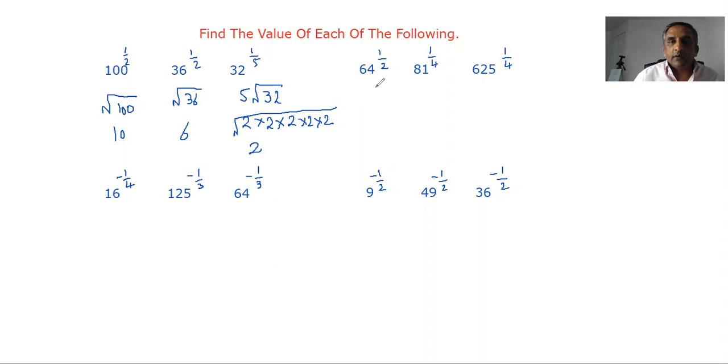Simple. Now, okay, 64 power 1 over 2 means square root of 64, which means 8, because we know that 8 times 8 is 64.